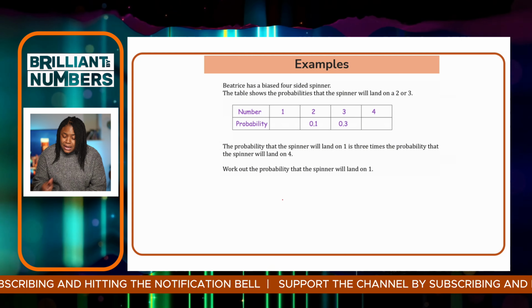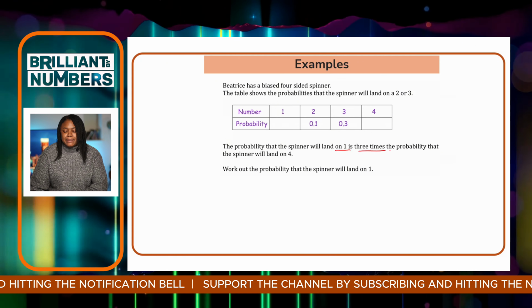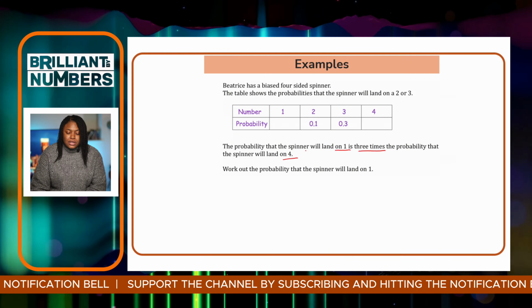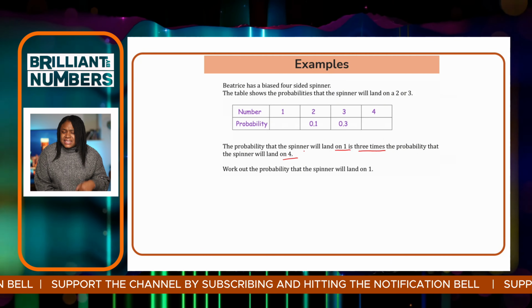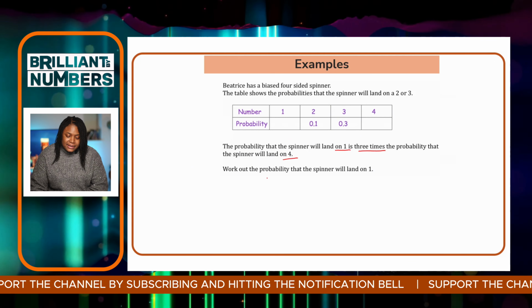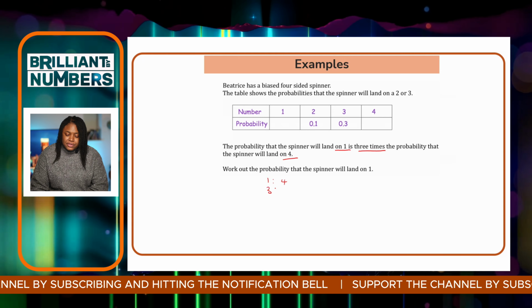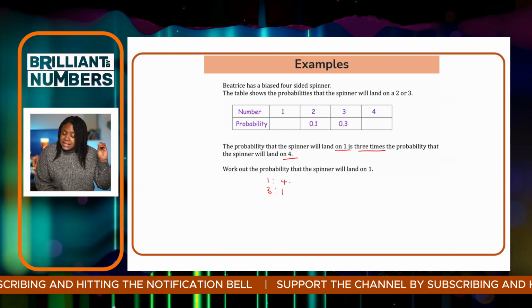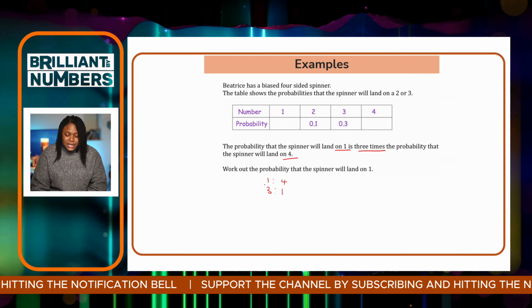The probability, however, that the spinner lands on a 1 is 3 times the probability that it will land on a 4. So let's just write that 1 to 4 as 3 times. So it's going to be 3 to 1. So the probability it lands on a 1 is 3 times more than it will land on a 4. So it's going to be 3 to 1 as a ratio.